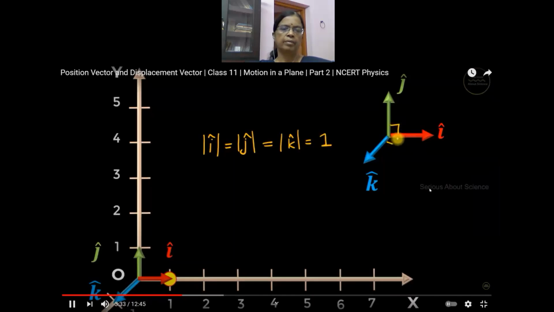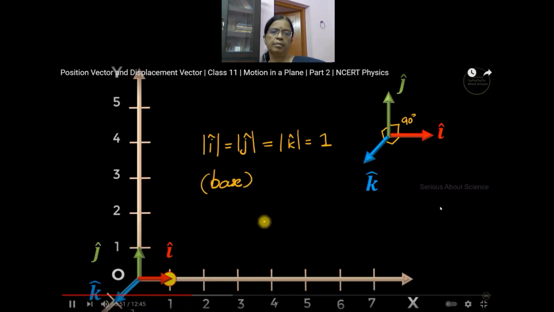Now here we selected a distance of 1 unit. In case it is more than 1 unit also, we can express that vector in terms of unit vector. Unit vector forms a base for all the representation. For that reason, it is also known as base vectors.